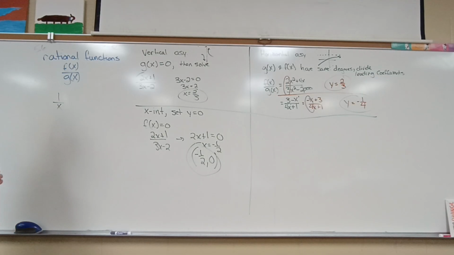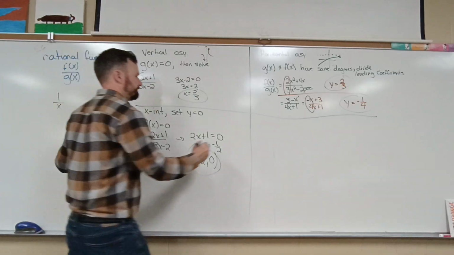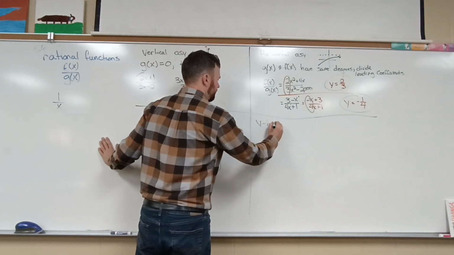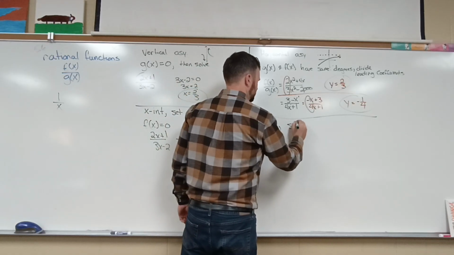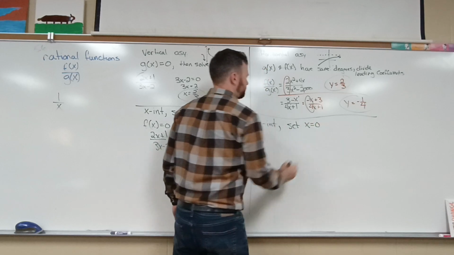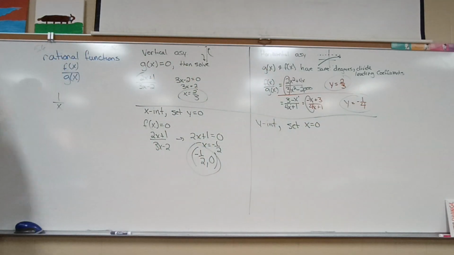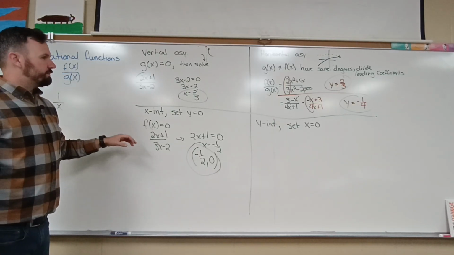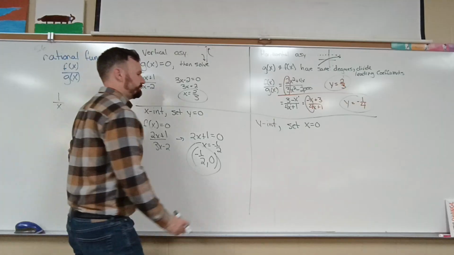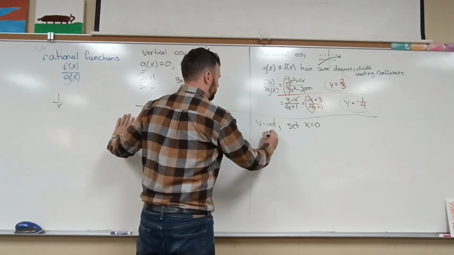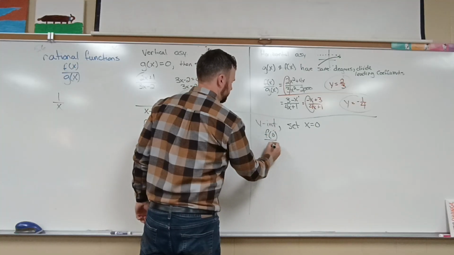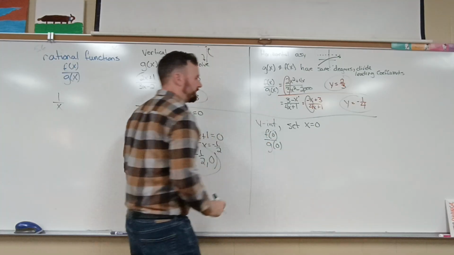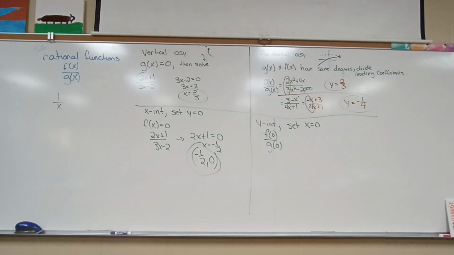And lastly, what do we need to find? Our y-intercept. Oopsie. And what do we do with that? Set x equals 0. This one's actually really easy too. You don't have to do math for it, but I'll show you. So think about it this way. We're going to do f of 0 over g of 0, right? We're just plugging in 0 to both functions and seeing what we get.